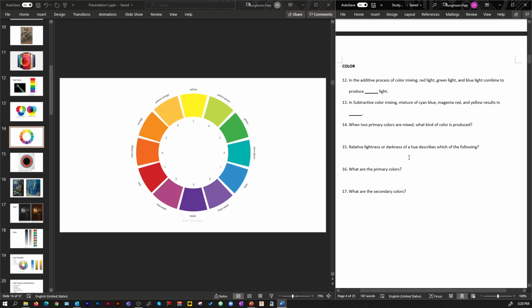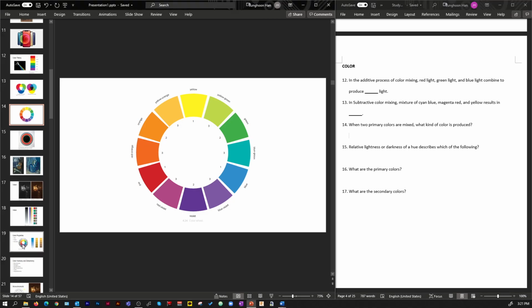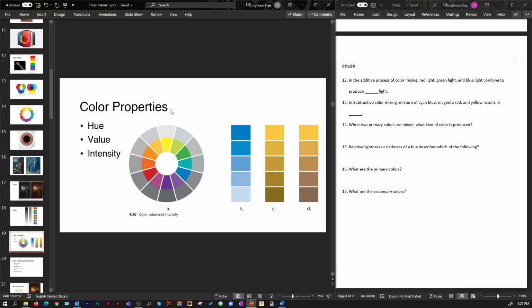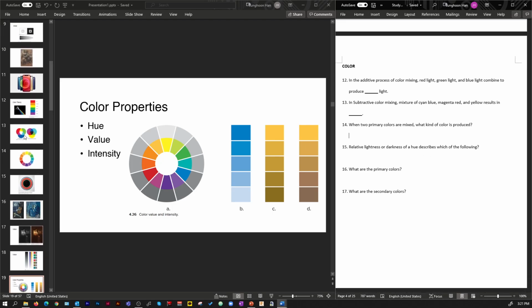Okay, so relative lightness or darkness of a hue is described with this. We talked about the properties of color. There are three properties of color, which are hue, value, and intensity. This one is talking about the relative lightness or darkness. In the last chapter we talked about this, so that'll be value.